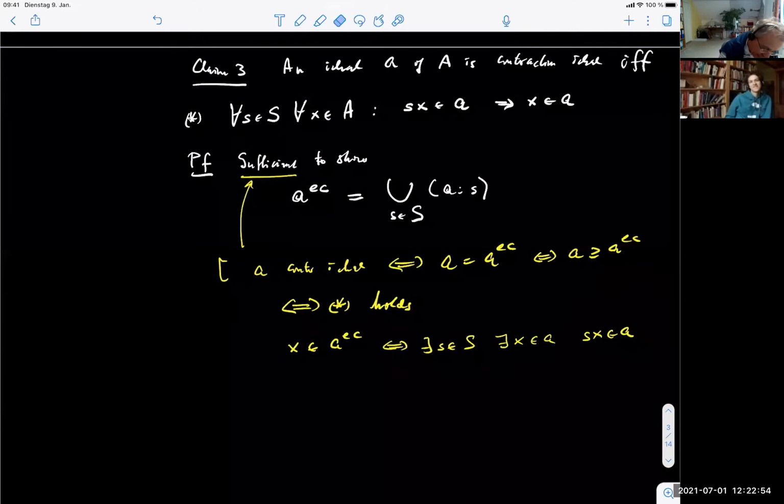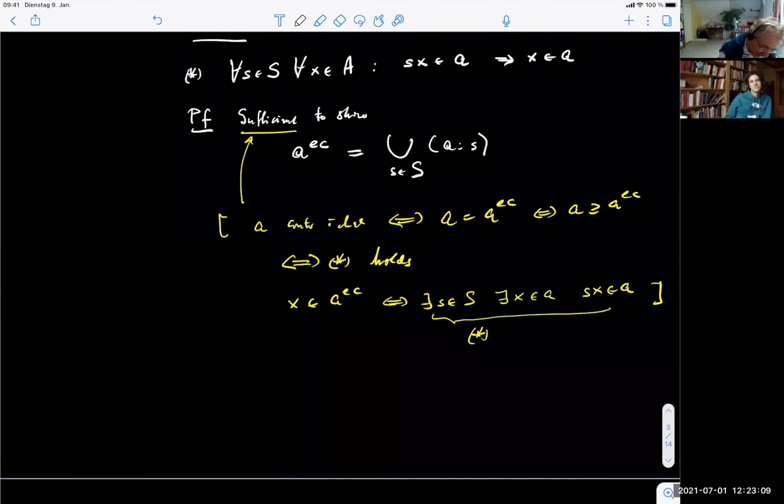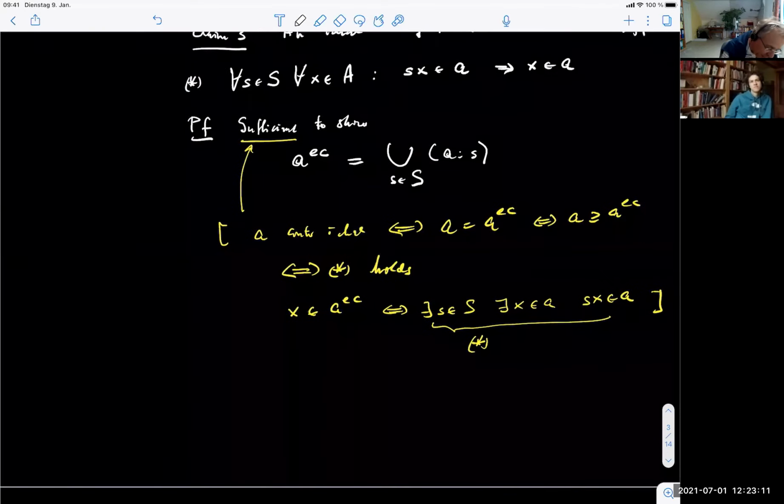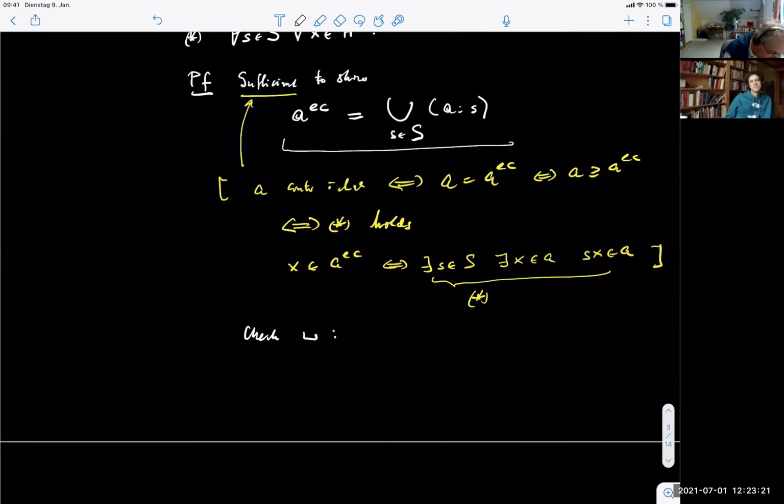This condition, what I wrote down anyway, this is the condition star. I leave it to you to check in detail that it is true. And let me continue, and let me show this. Okay, now check this. Let's go slowly.